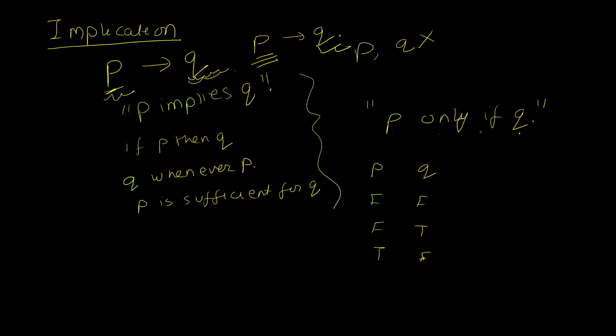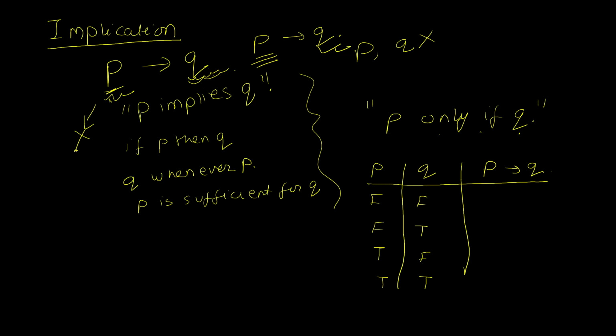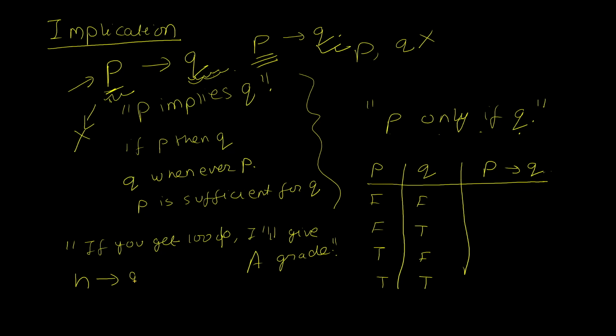So let me draw a truth table for two propositions, P and Q. You should think of P implies Q as a promise. It is a promise made by P that every time P happens, Q happens. But the point is, when P does not happen, you are not allowed to make any judgments about this implication. Let's say your teacher makes this statement: if you get 100%, I'll give an A grade. So you getting 100%, let's call that H, implies that you get an A grade. Let me just call that G.